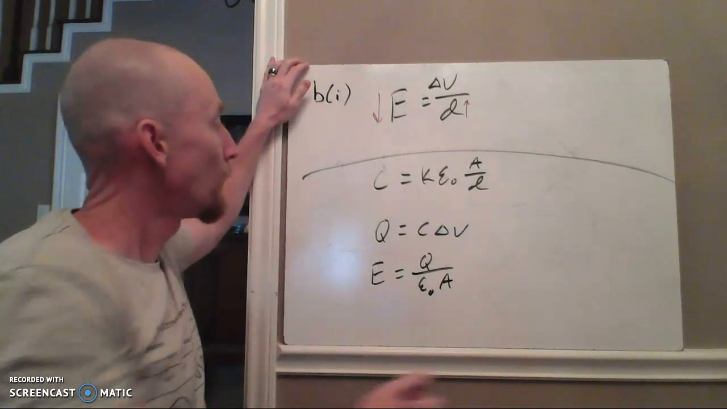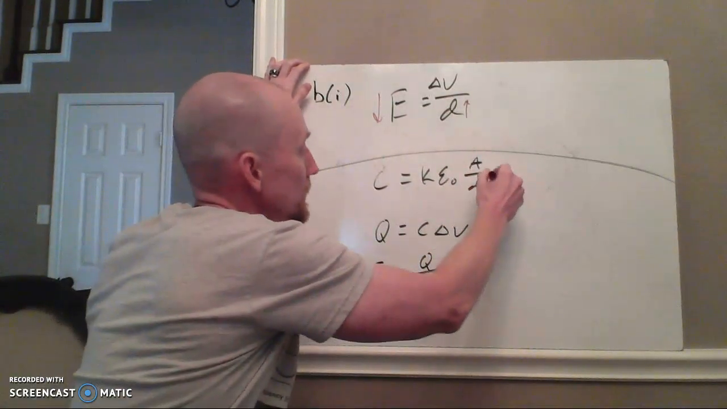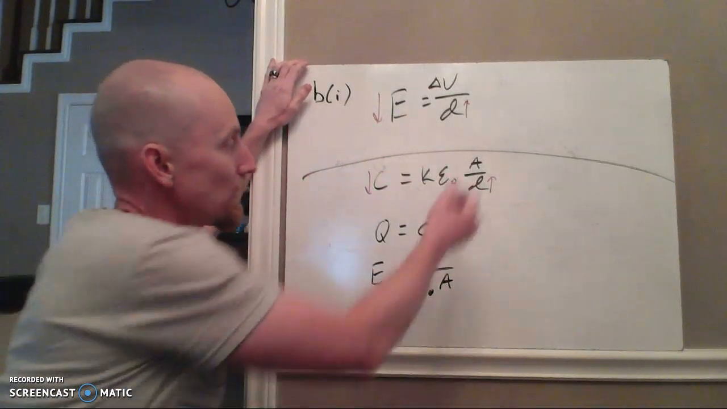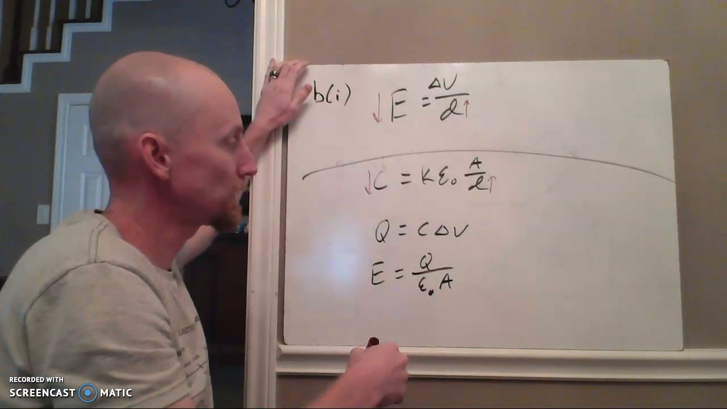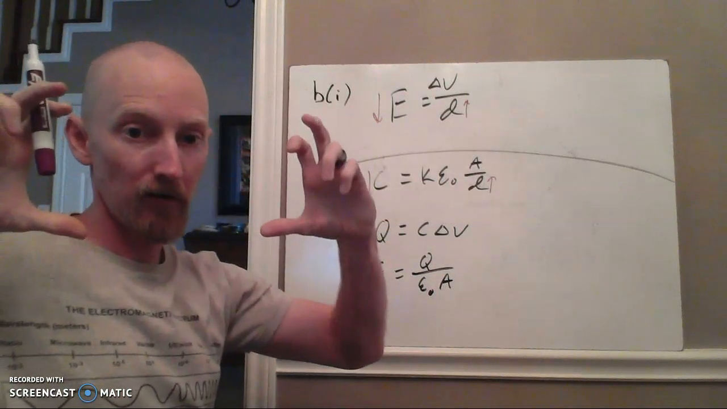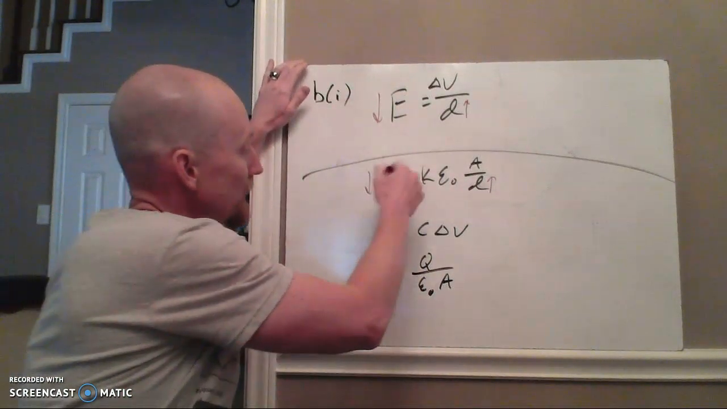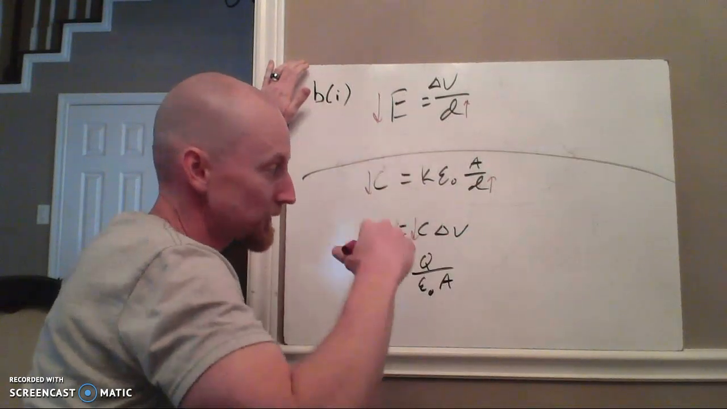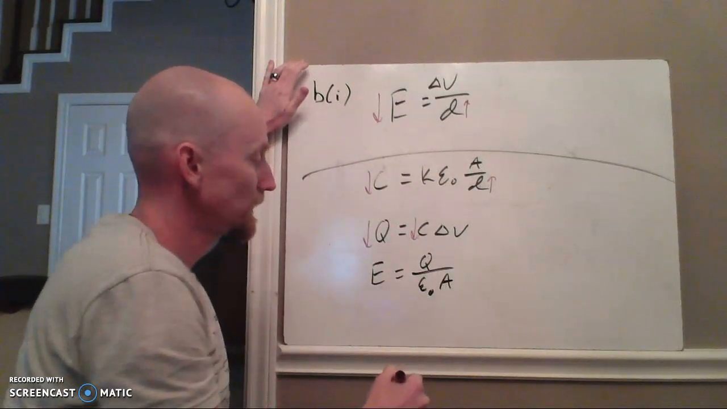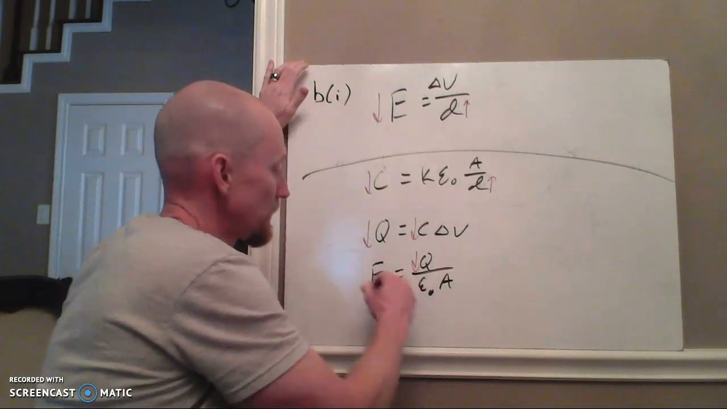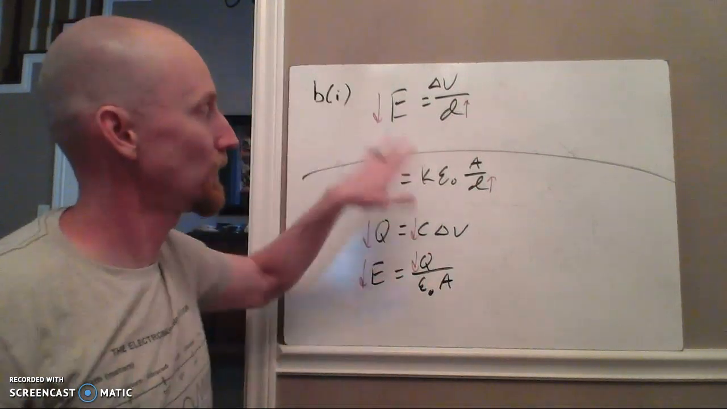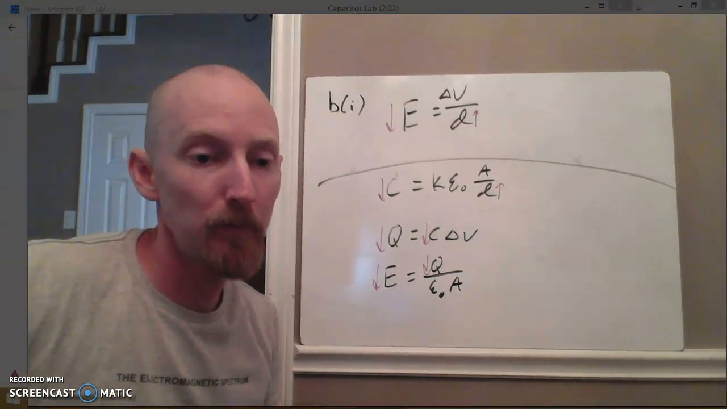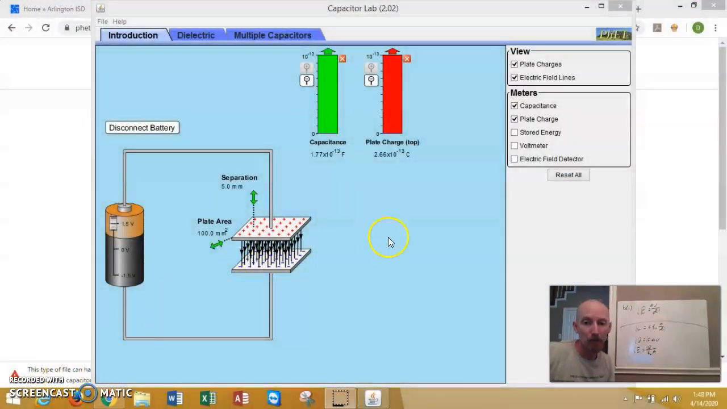Done. Or you can look at it down here. If the distance goes up here, capacitance will go down. Area stays the same. All this other stuff stays the same because the plates are still the same size. If capacitance goes down, voltage stays the same because the switch is still closed. Charge goes down. And here, if charge goes down, electric field goes down. So we're really just manipulating equations. But that's part B I.